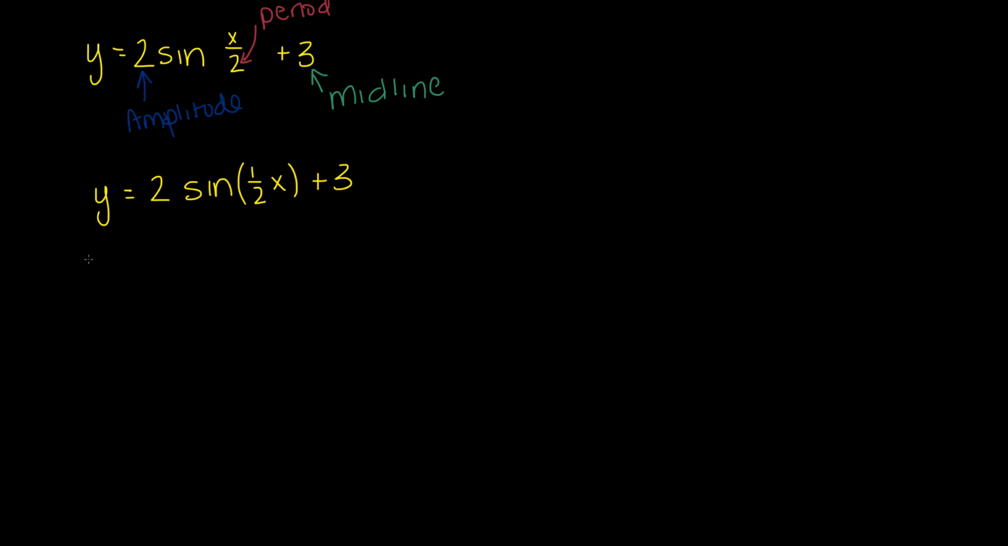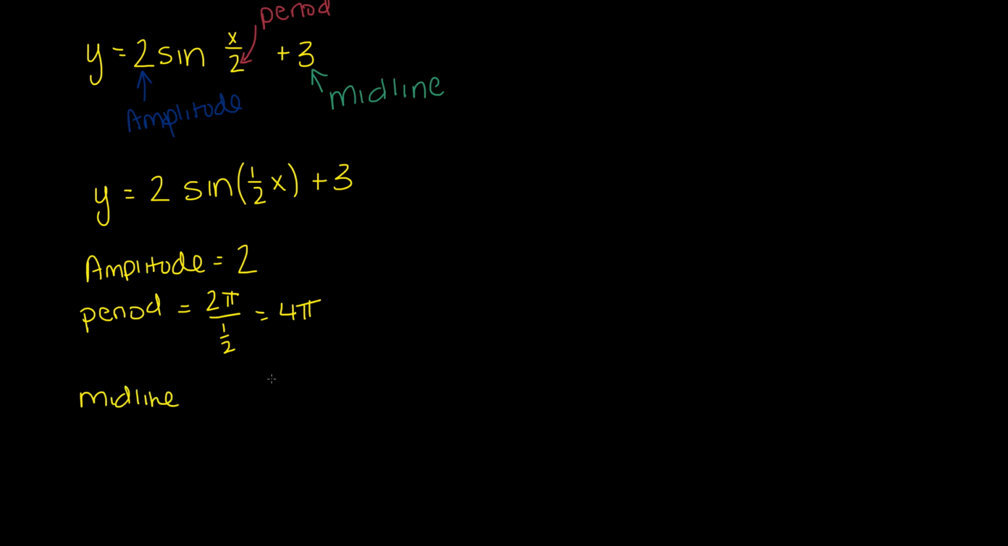So my amplitude, and I'm just going to write this out, is equal to 2. Sorry, my eyes were looking at the 3. My period is going to equal 2 pi over 1/2, or 4 pi. And my midline is going to equal 3.